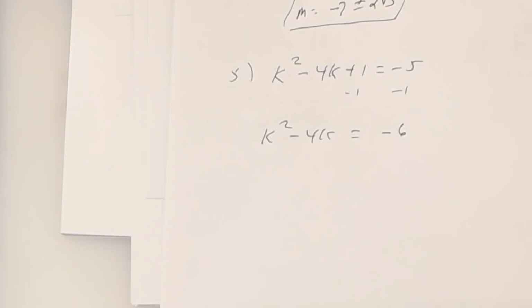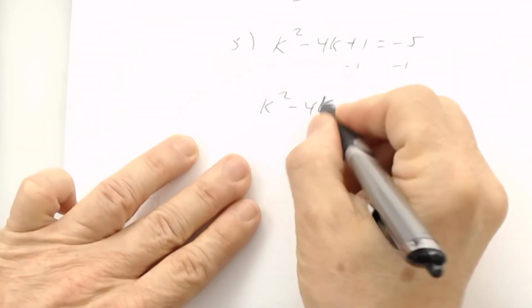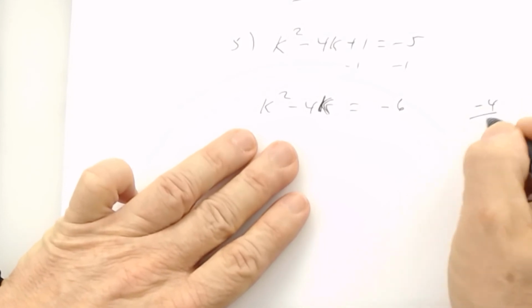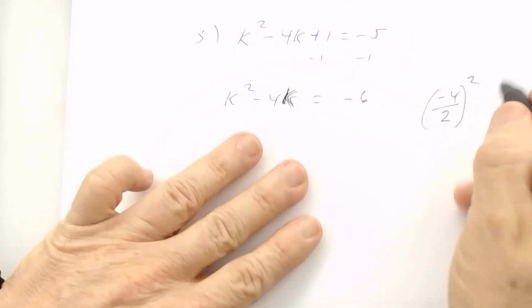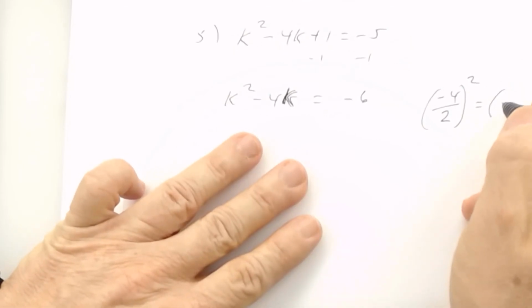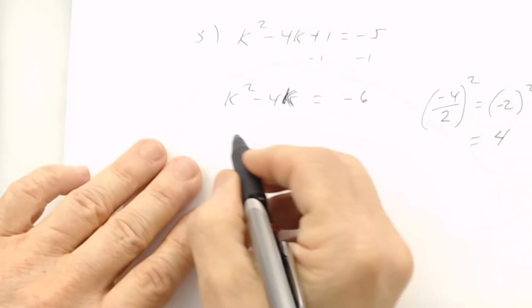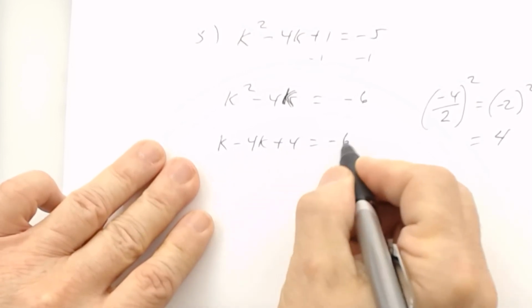Okay, what's the next step? Take the coefficient of k, and what's the coefficient of k? Divide by 2. Whatever that is, I'm going to square it. So that's going to be what squared? What goes in parentheses? Negative 2. So what do I get when I square it? 4. So what do I do to both sides? Add 4 to both sides.